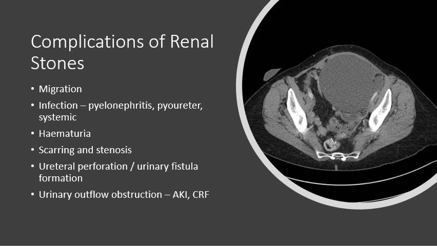The axial CT that you can see there is of a large urine collection which is formed around the ureter of a patient who's had a chronic stone which has caused the ureter to perforate and form this urinoma. And stones obviously can cause urinary tract outflow obstruction, which can lead to acute kidney injury or chronic renal failure.